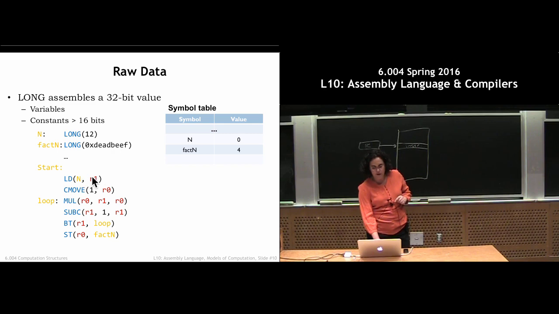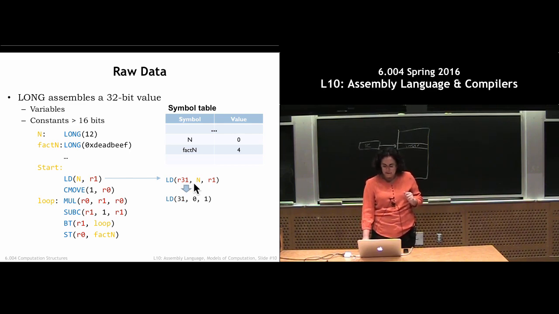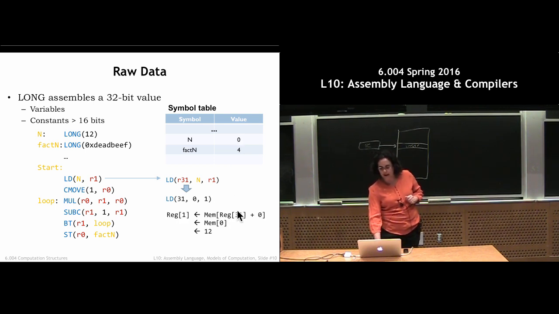Now I go to implement this load instruction where I'm trying to load the contents of what's stored at address n into R1. Because of my macros, that translates into load R31 comma n comma R1. That tells me to take the memory location specified by the contents of register R31 plus this constant, which happens to be 0 from the symbol table. So I'm adding the value of register R31, which is 0, to 0, and I'm getting address 0. This is telling me to get the value that's at address 0 and put it into register R1. And that value is this 12, which I have right here, because this is address 0 of my program.